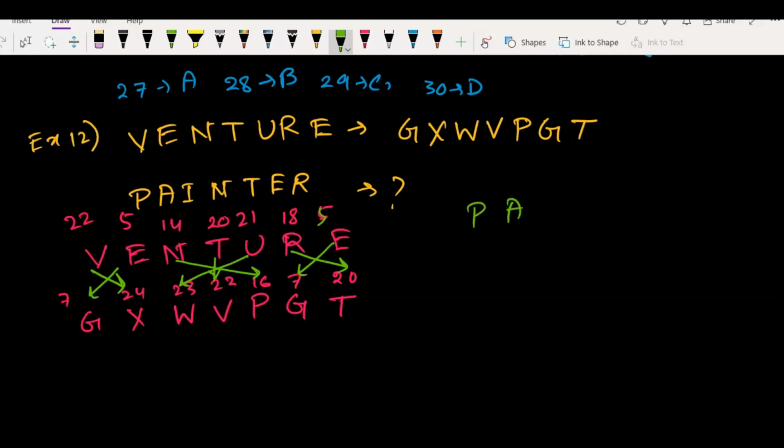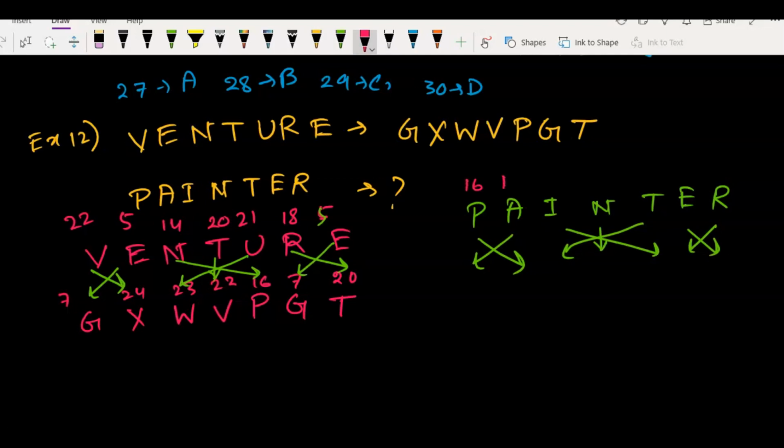So now we have PAINTER. So the pattern will be like this. Problem of cross pattern. Okay. Now P is 16, this is 1, 9, 14, 20, 5 and 18. Now write plus 2 means 18, plus 2 means 3. From 9, 11, this is 16 and this is 22. And here we have 7 and here plus 2 means 20.